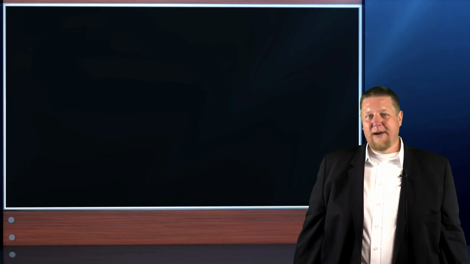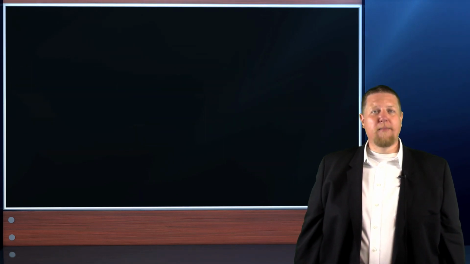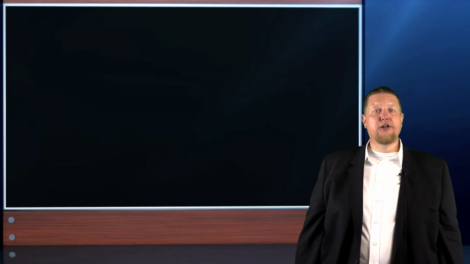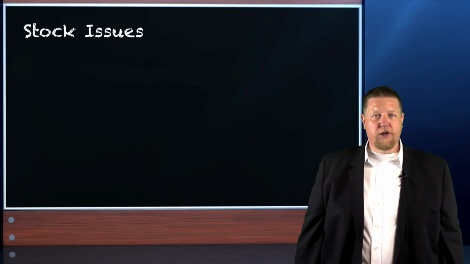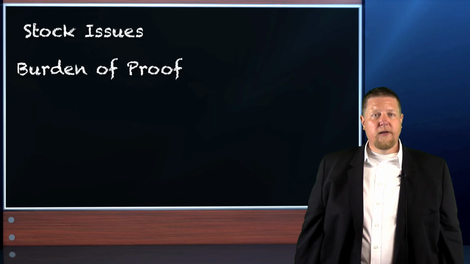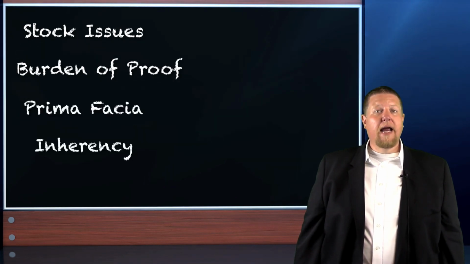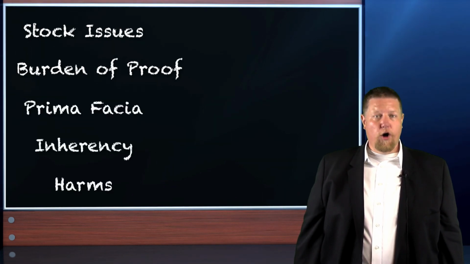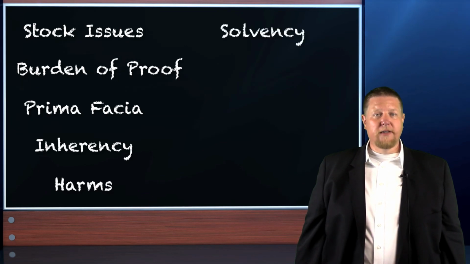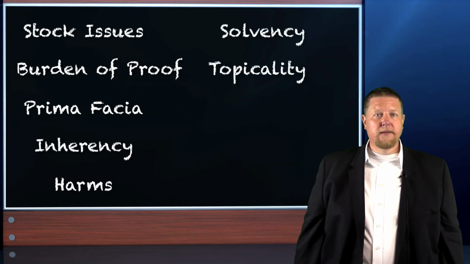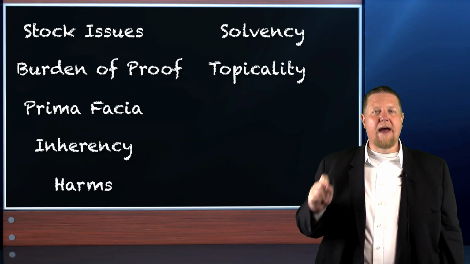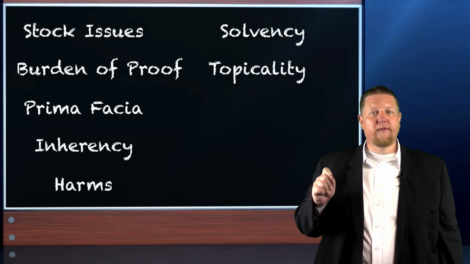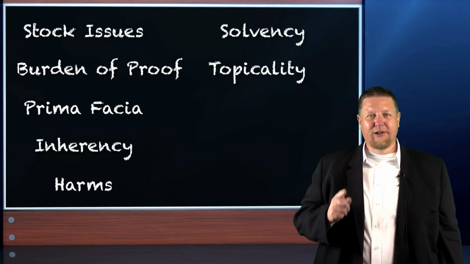So that's a lot for now. Scrub the video back and review any portion you didn't quite understand, and make sure you can discuss, debate, and defend the following terms: stock issue, burden of proof, prima facie, inherency, harms, solvency, topicality, and that's all for now. Remember that the affirmative team needs to win every stock issue or they haven't met their four burdens of proof. Good luck, debaters.